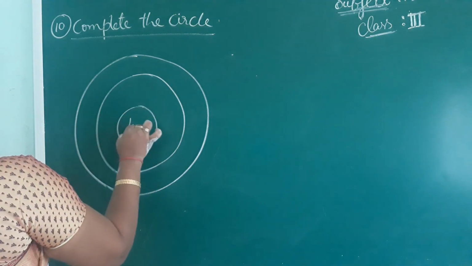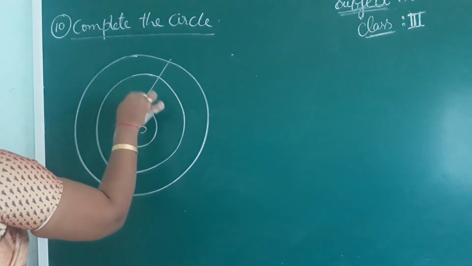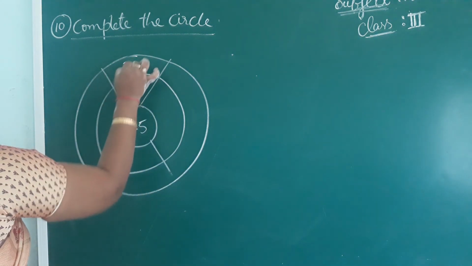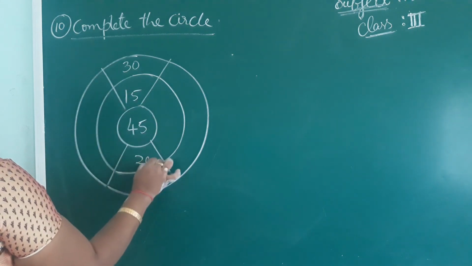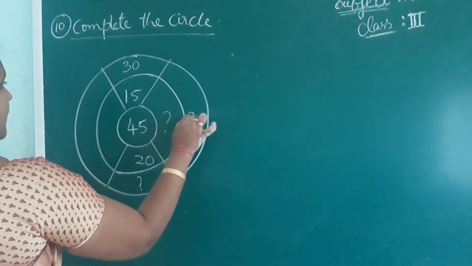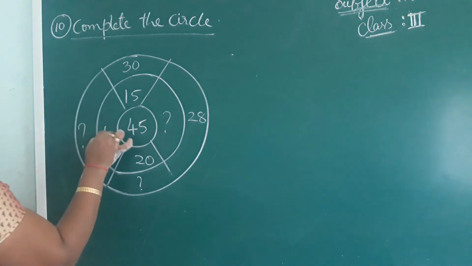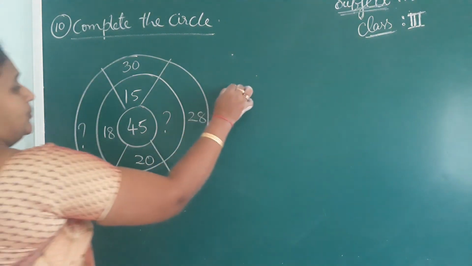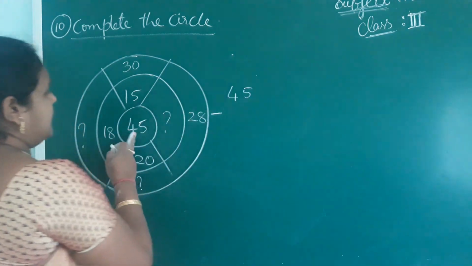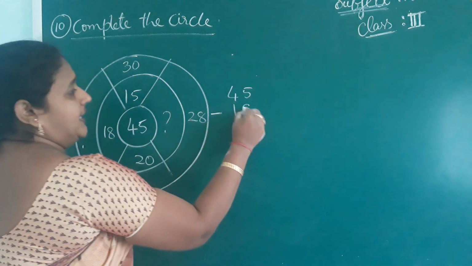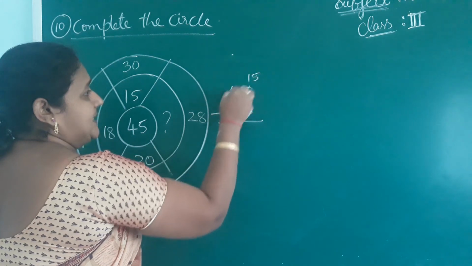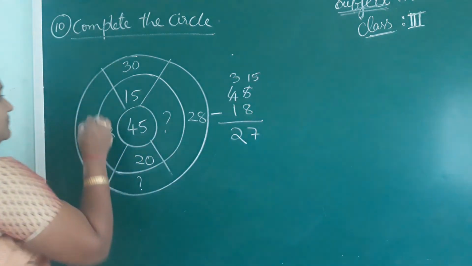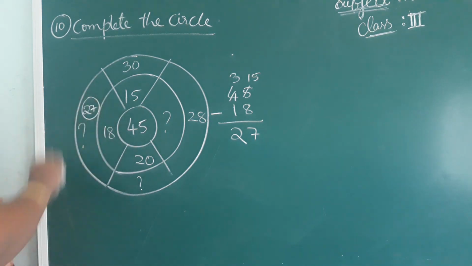Third one, 45. And they divided it into 4 parts. 30, 50. Here 20, they asked us to find. Here blank 28. Here blank 18. To get 45, how should it be added? This is the question. First one. 45 minus 18. 15, now it is 3. 15 minus 8, 7. 3 minus 1, 2. So the first blank is 27.